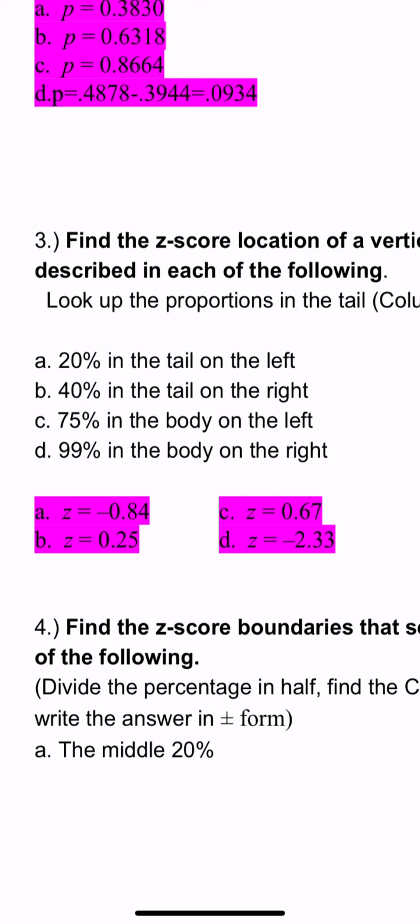99% in the body on the right. So again, you're going to look for 99% in the body, so that would be 0.9900. What number is closest to that? When you go look in the body section, you'll see the closest number to 0.9900 in the body is 2.33. So if 99% of the body is on the right, basically almost the whole distribution is on the right, you know that z-score must be starting on the left. So that's why it's a negative 2.33.